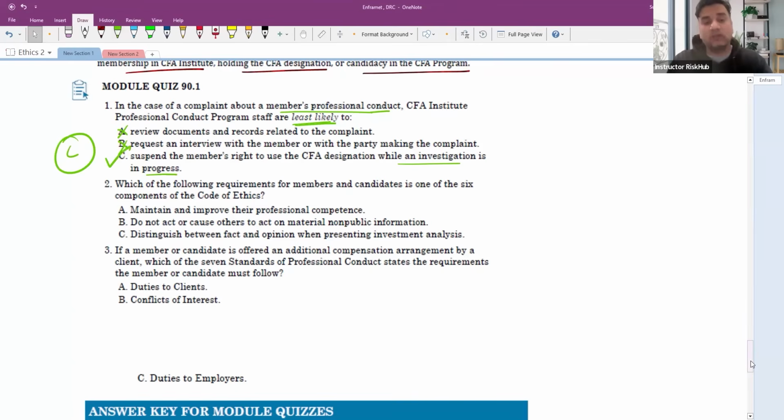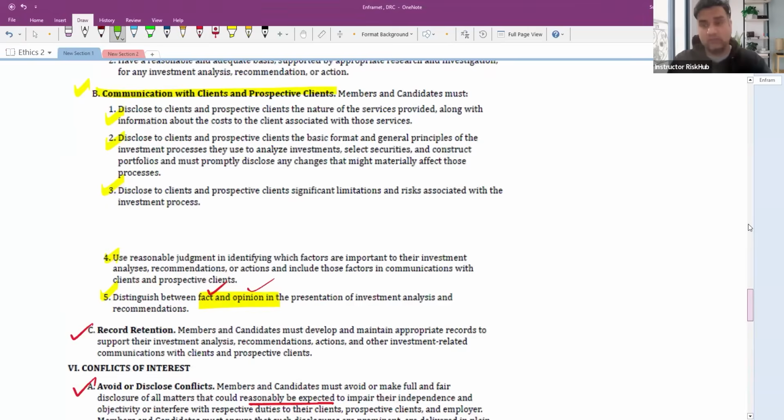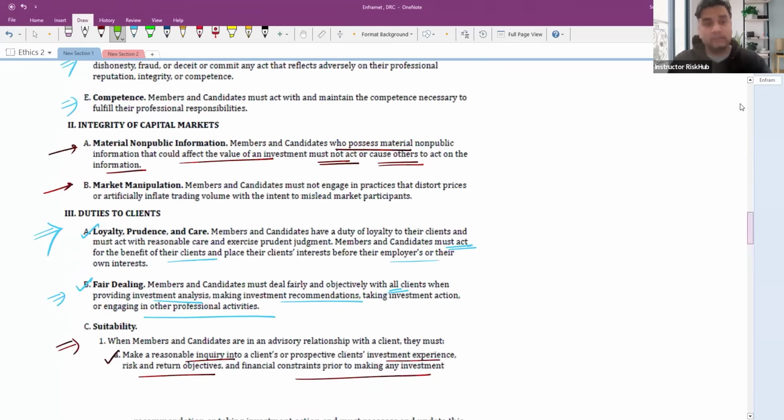Straightforward. Which of the following requirements for members and candidates is one of the six components of the code of ethics? We are talking about the code of ethics, not the standards. Maintain and improve their professional competence? No, I don't think this is the code of ethics. You should know the difference between the code of ethics and the standards. If you want, we can go back and see that. Again, this is very vital to have a clear idea.